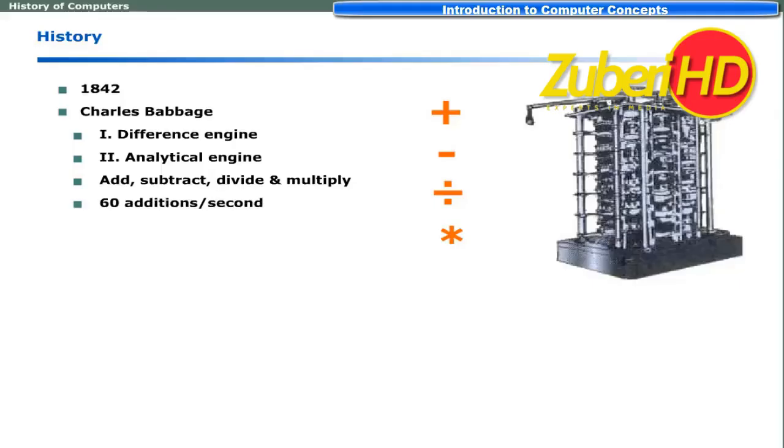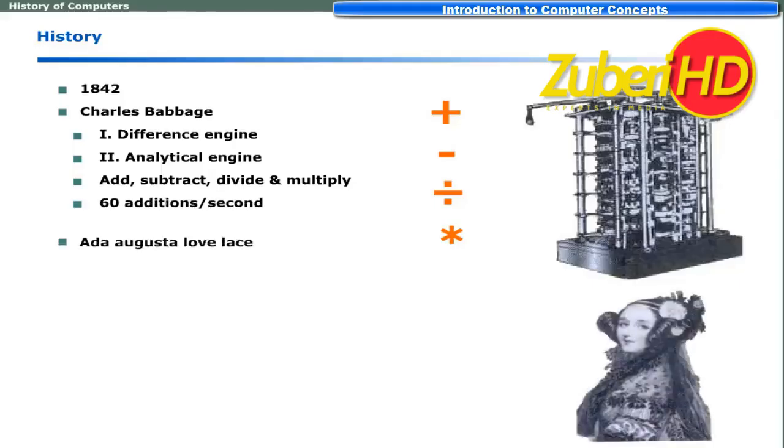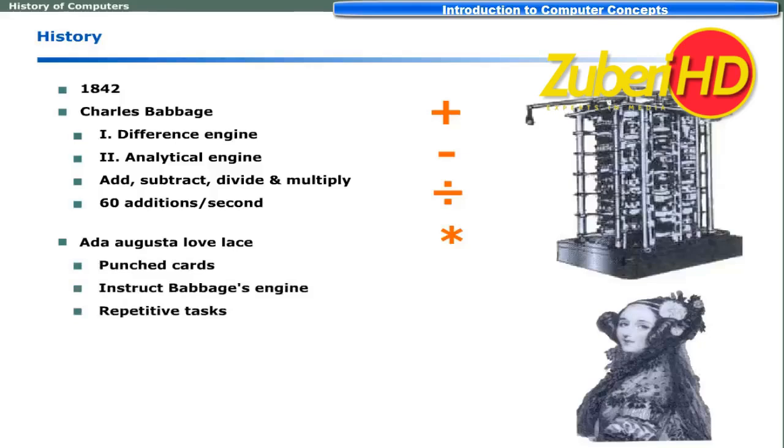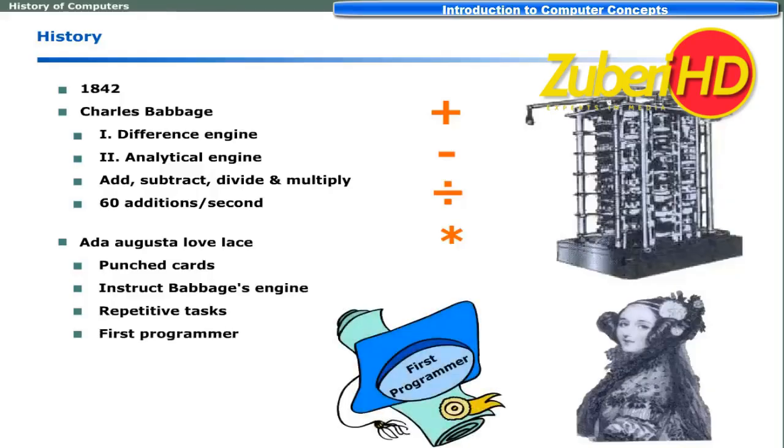The idea of Babbage was further refined and improved by Lady Ada Augusta Lovelace. She proposed that punched cards could be used to instruct Babbage's engine to perform repetitive tasks. Due to her valuable contributions, she is considered as the first programmer.